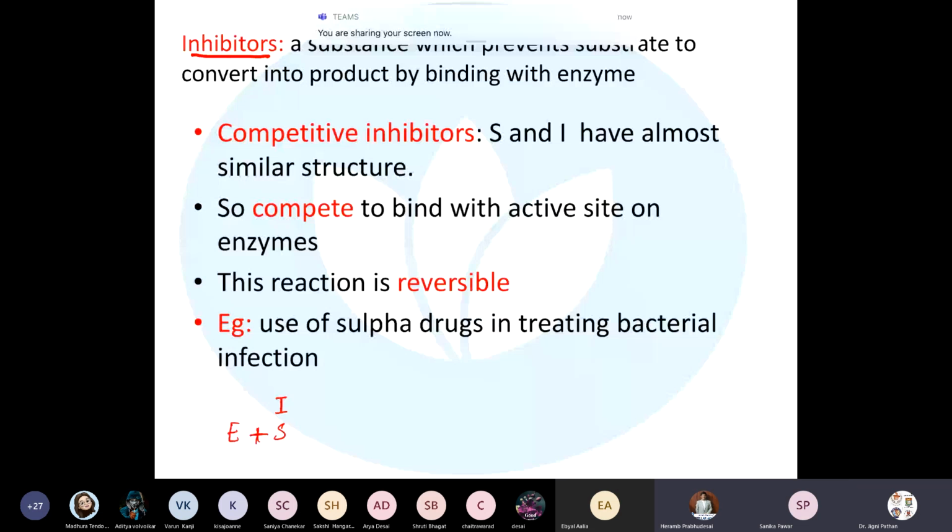Display is visible: enzyme plus substrate and inhibitor. When you have substrate plus inhibitor, if substrate binds to enzyme, what do you get? What is the ultimate reason for binding of substrate to enzyme? Product. Very good. You get product. If inhibitor binds to enzyme, what do you get? Do you get product?